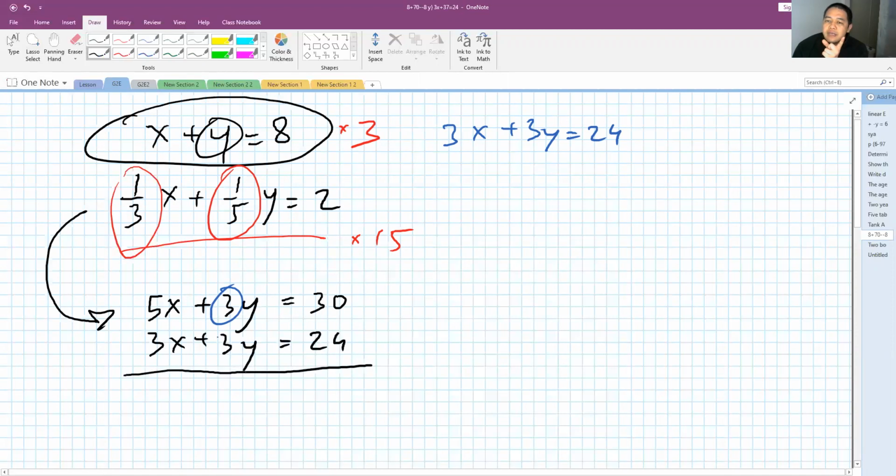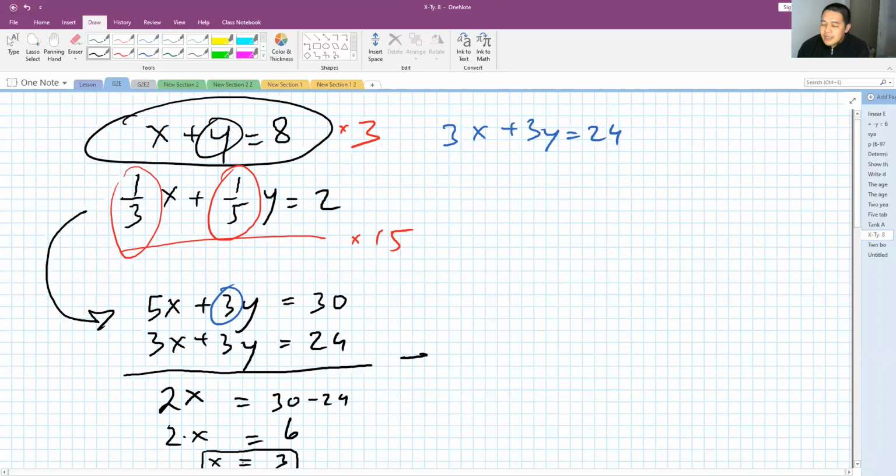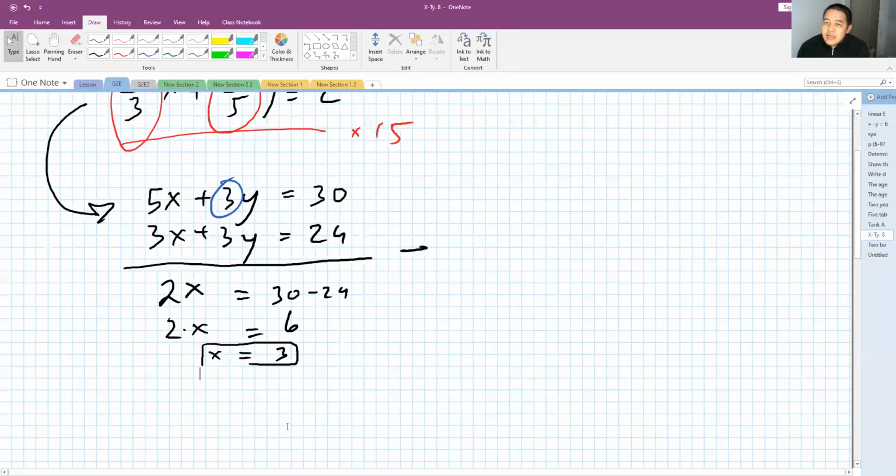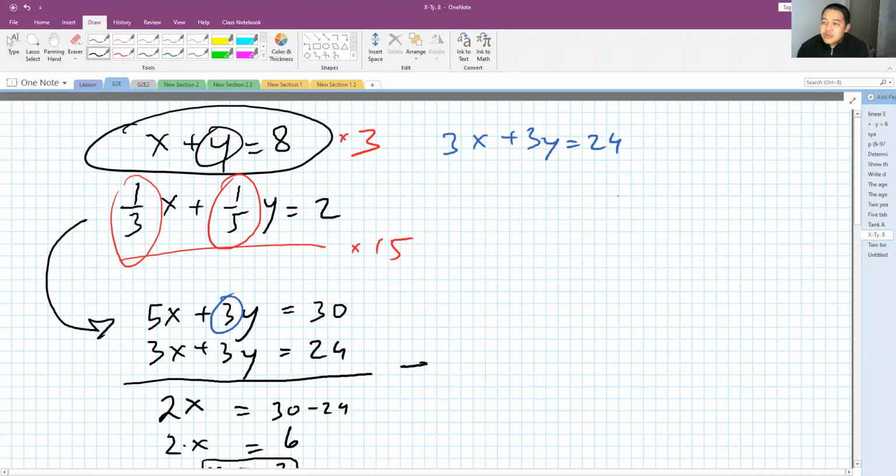After you get the same coefficient for y, you can subtract them. So 5x subtracted by 3x gives you 2x, and that equals 30 minus 24, which is 6. So 2x equals 6, and that gives you x equals 3. So the volume that you must take from tank A equals 3 gallons. For the volume from tank B, you can use one of these equations, and when x equals 3, the y value is equal to 5.